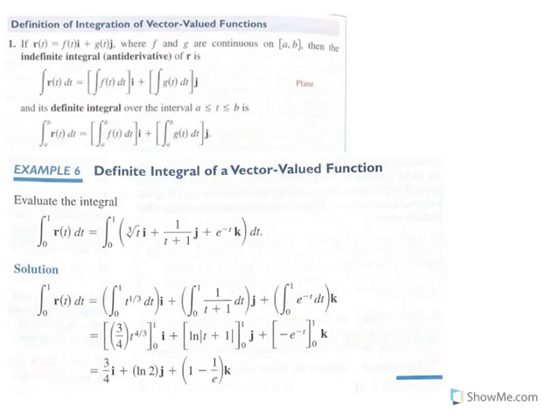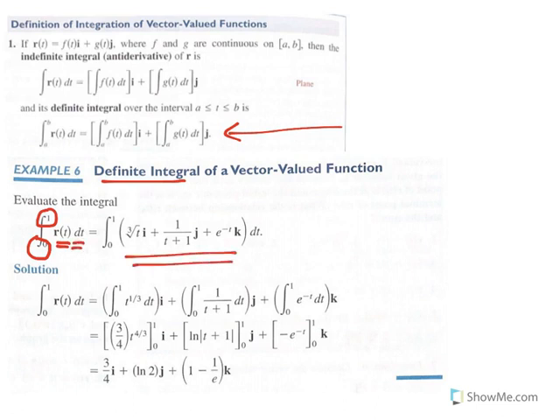So here we're looking at example 6, definite integral of a vector-valued function. Again, how do you find the definite integral of a vector-valued function? You do so on a component-by-component basis. So let's take a look at how this is done. We have: evaluate the definite integral from 0 to 1 of the vector-valued function r of t, with respect to t.